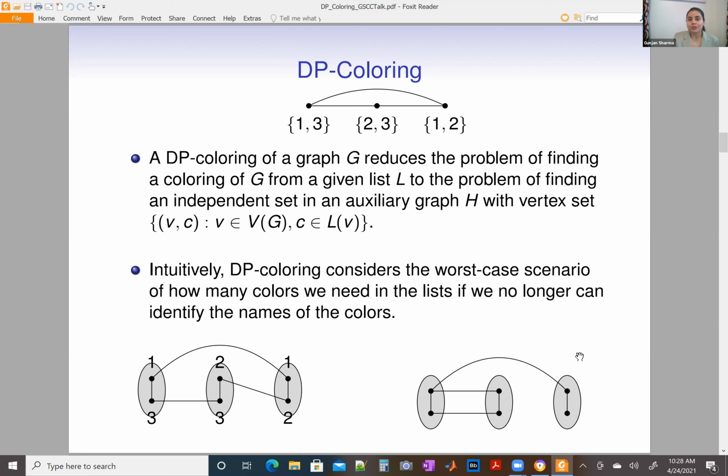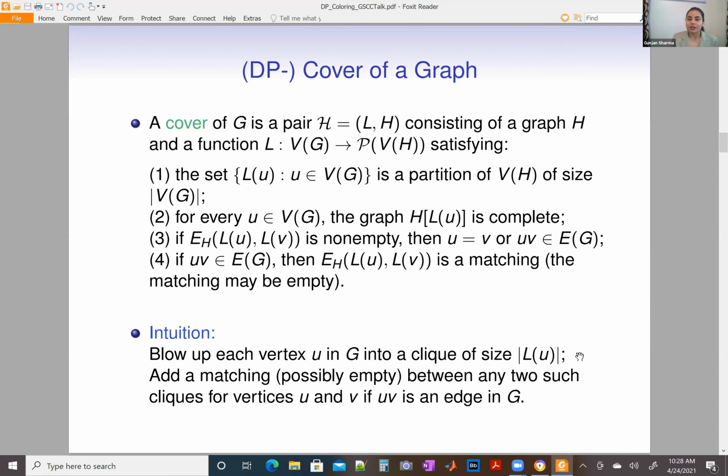We will need some definitions. So we start with what is the cover of a graph. Here's the technical definition, which I'm not going to discuss here, but I'll just again set the intuition. As I already mentioned on the previous slide, blow up each vertex of G into a clique of size its corresponding list size, and then add matchings between two vertices whenever there is an edge between them in G. The cover graph script H is a pair of L and H, where L is just the list assignment and H is that corresponding graph. And in the graph H, these aforementioned matchings can actually be empty.